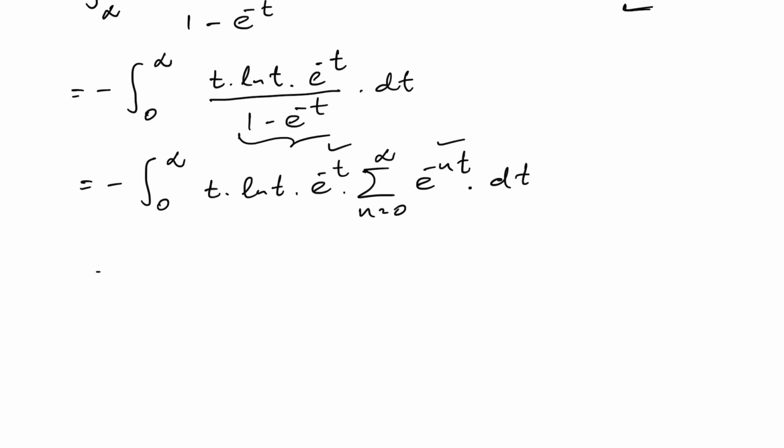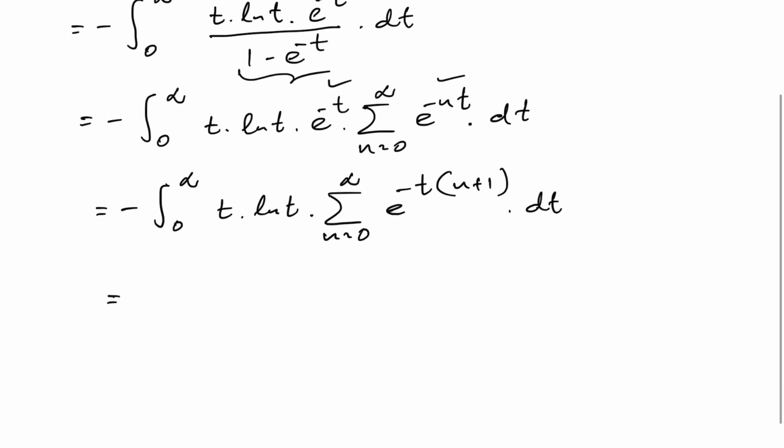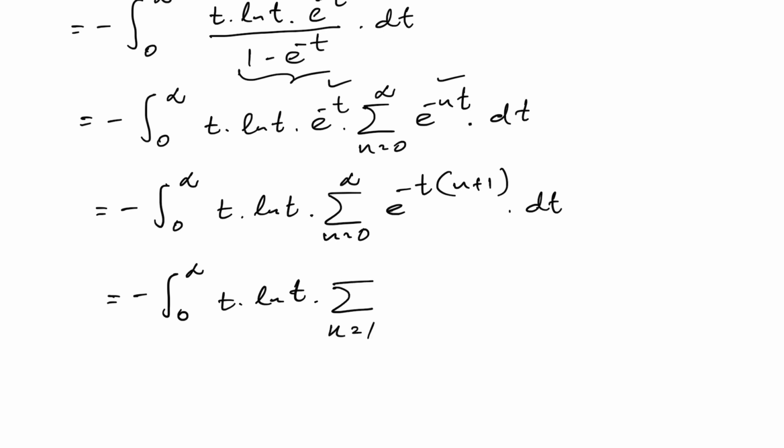Well, then here e to the minus t, here e to the minus nt. So we can simplify. So minus integral 0 to infinity, here t times natural log of t times sum from 0 to infinity. Then we can take e to the minus t as a common factor. So here n plus 1 dt. Okay, then as a next step, I am going to shift the index. Then here we have sum from 0 to infinity, so I am going to take n equals 1 to infinity. So here we have e to the minus nt dt.